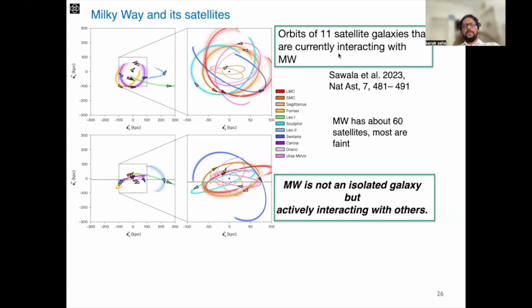The Milky Way does not have only 11 satellites. It has about 60 satellites. Actually, most of them are pretty faint, so that we cannot actually see them. In summary, the Milky Way is not an isolated galaxy. It's actively interacting with other galaxies and satellites.